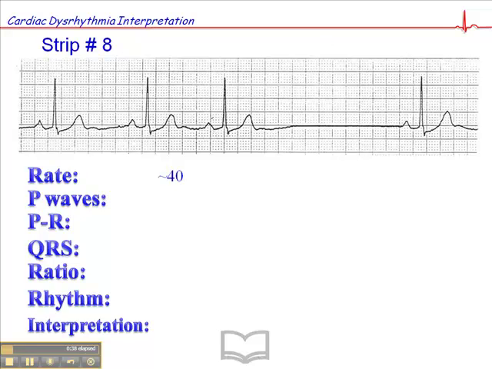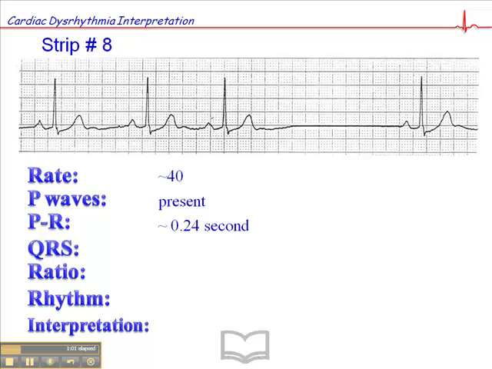Now, really, you need to see more of this ECG. You need to know more about this patient, and you need to check pulse, right? That's the gold standard. So heart rate, we'll say, is about 40. P waves are present and pretty consistent. The PR interval is approximately 0.24 seconds. So we know we have some sort of first-degree AV block going on there.